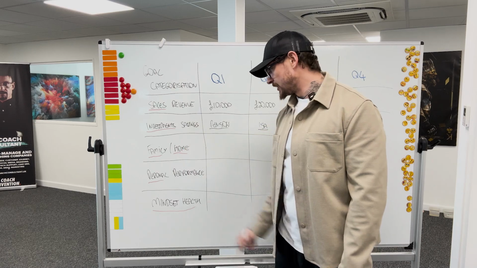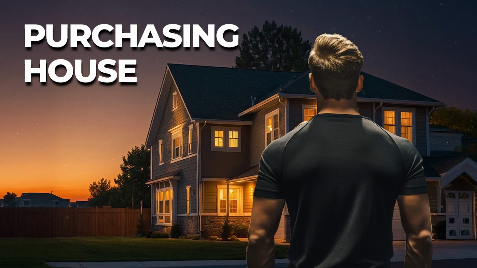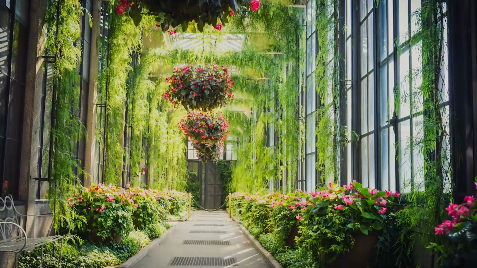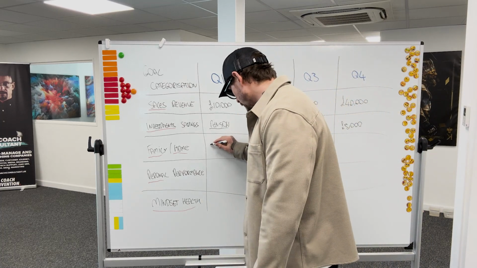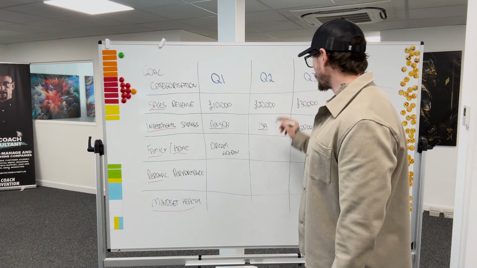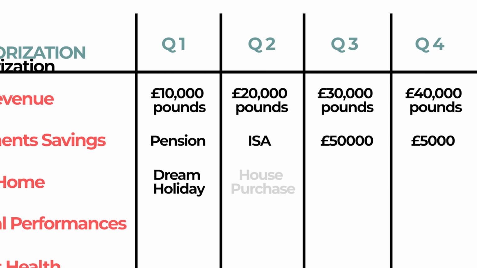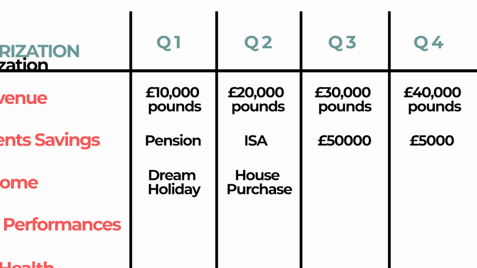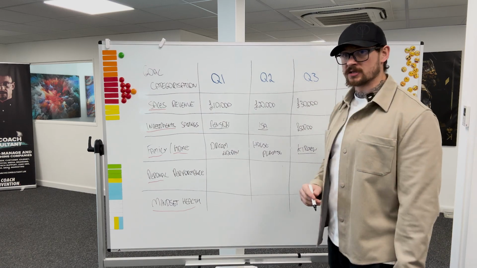From that point, you've got your family and you've got your home. So you may be looking at purchasing your first house. This might be doing your kitchen up. This might be doing your garden up. Whatever it may be associated with your family or your home, it might be a holiday. So in Q1, we're going to put down, right, I want to be taking my family on a dream holiday. From that point, I'm going to be coming in towards Q2. What I'm going to do is look at an actual house purchase. And then we can be moving into the next one, which is looking at different areas such as a new kitchen, or basically anything that is associated to your family and to your home.